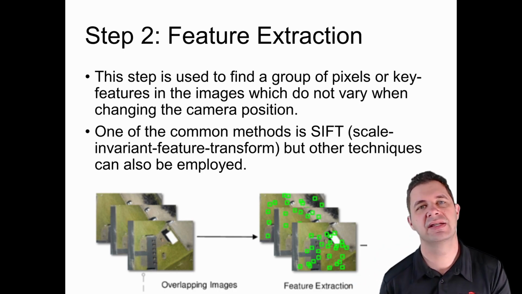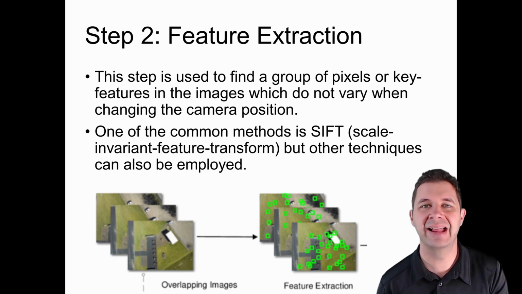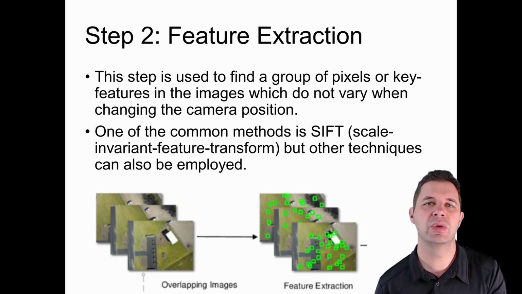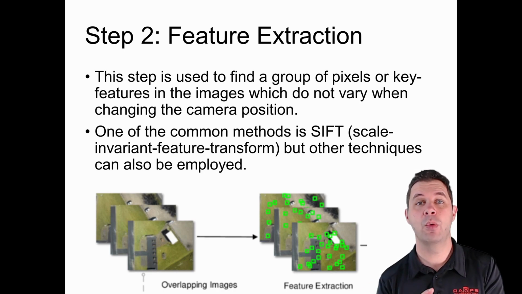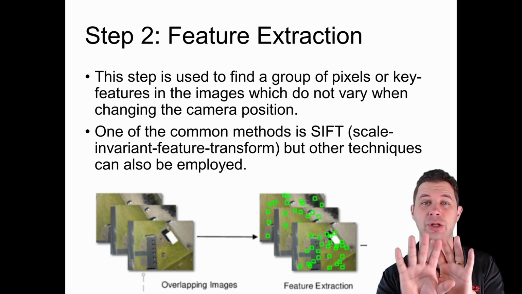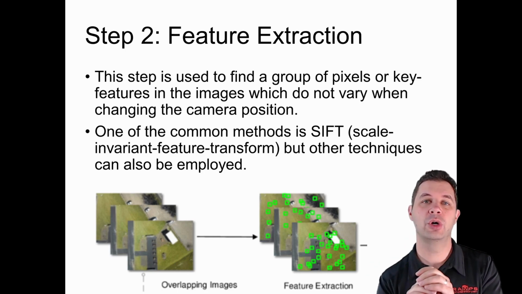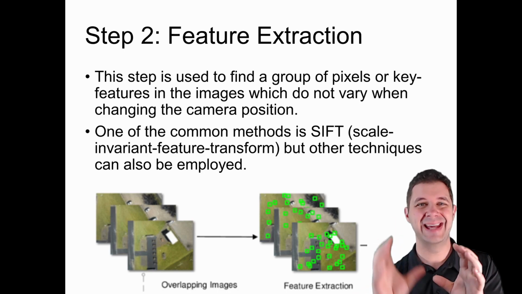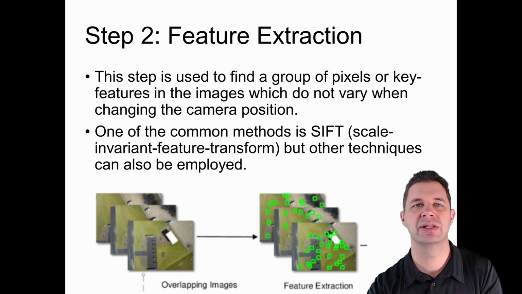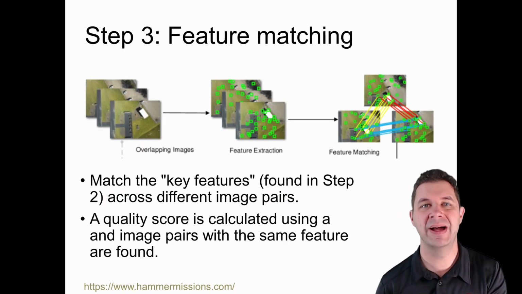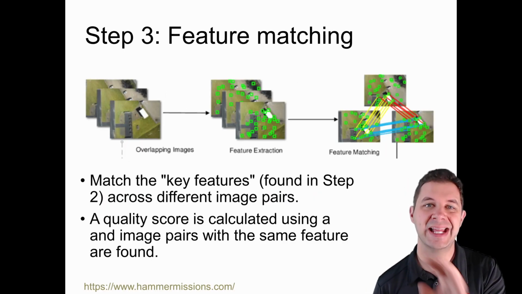One of the common methods that's used for this is SIFT, the Scale Invariant Feature Transform, which helps us identify features within images. And those features may vary somewhat in scale because some of our pictures may be taken closer or further away, or maybe some of them are rotated, and we can still match those between our different images.